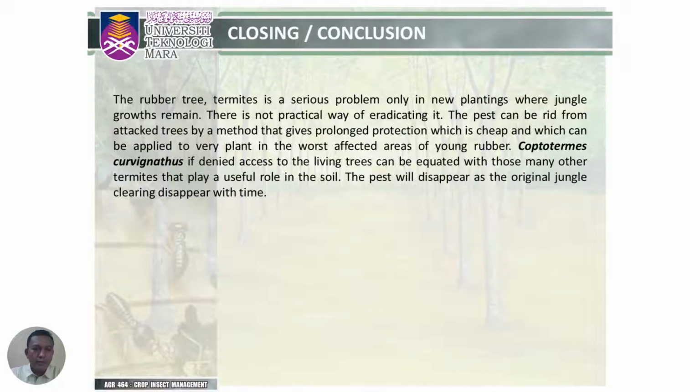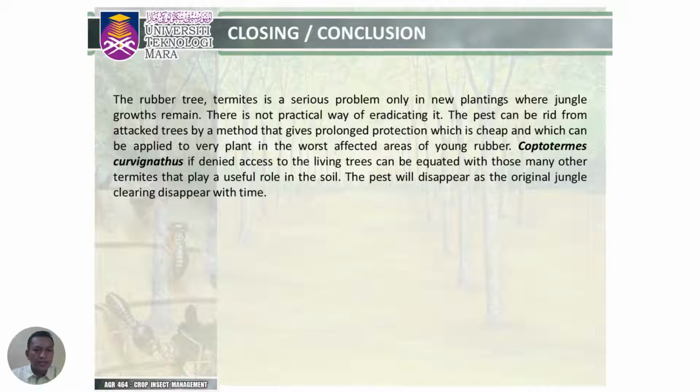Closing and conclusion. The rubber tree termite is a serious problem. Only a new planting where jungle remains is affected. There is no practical way of eradicating it. The pest can be rid from attacked trees by a method that gives prolonged protection, which is cheap and which can be applied to every plant in the worst affected areas of young rubber.